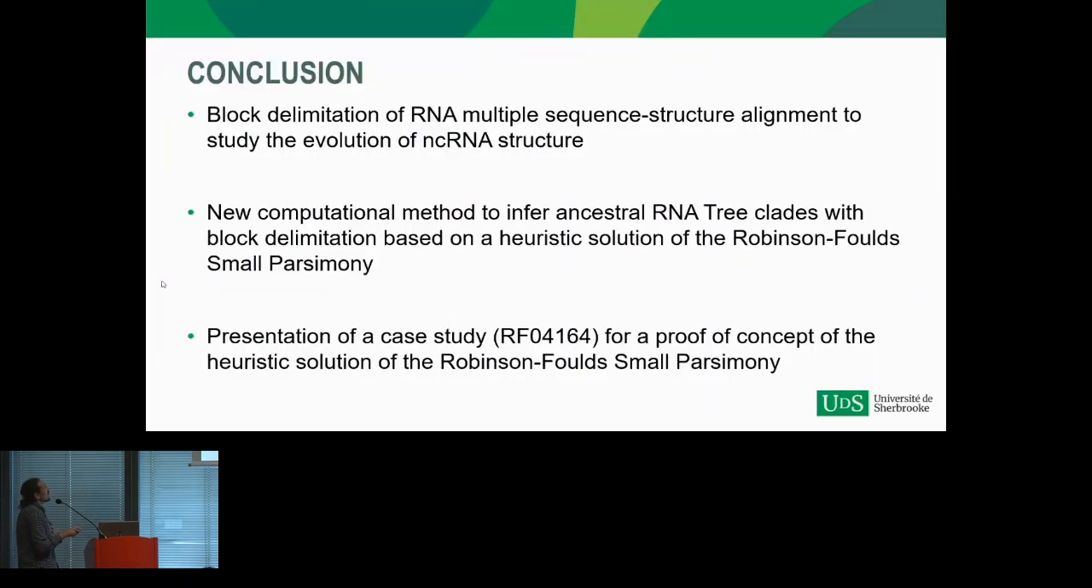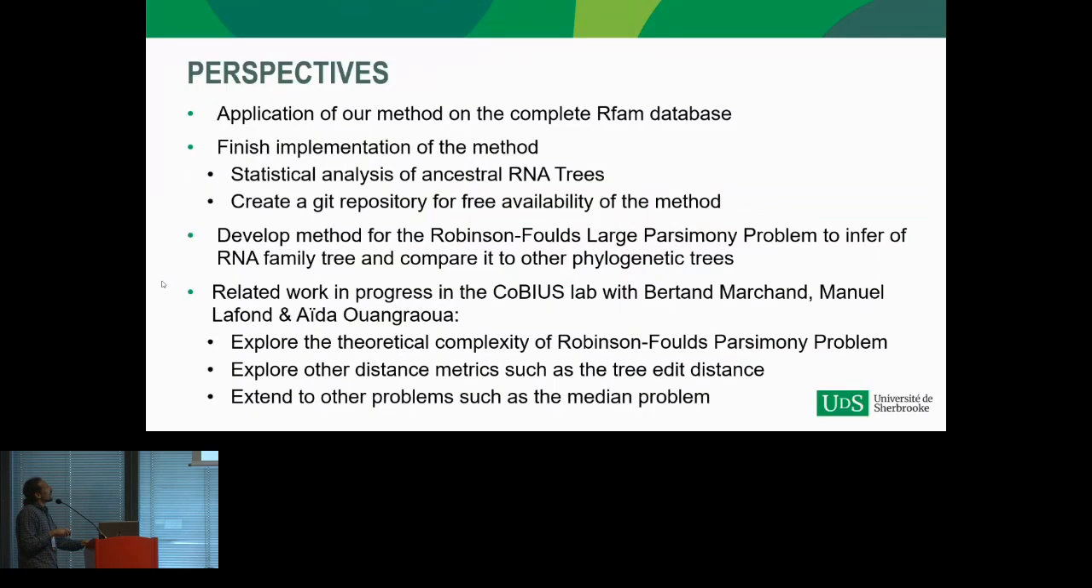So in conclusion, we defined the new block delimitation of RNA multiple sequence structure elements to study the evolution of non-coding RNA structure. This is a new computational method to infer ancestral RNA tree clades with block delimitation based on a heuristic solution of the Robinson-Foulds parsimony. There is a presentation of a case study as a proof of concept. In perspective, we'd like to apply our method on the complete Rfam database.